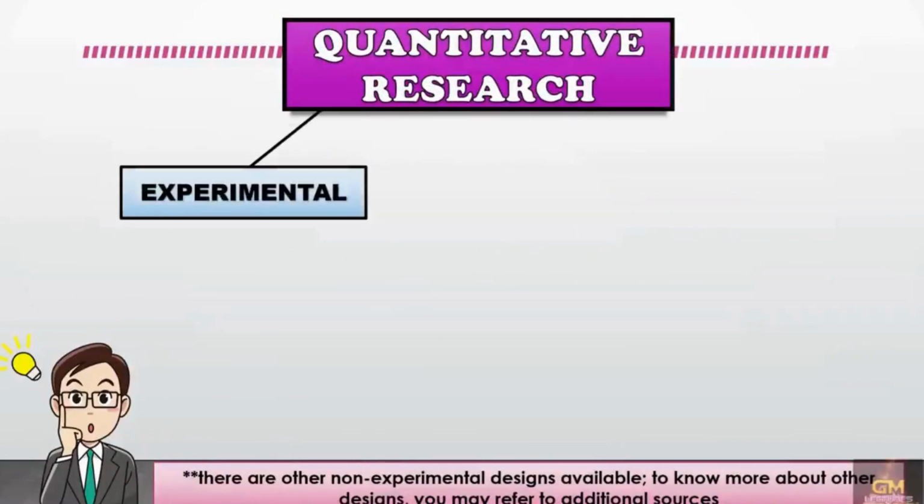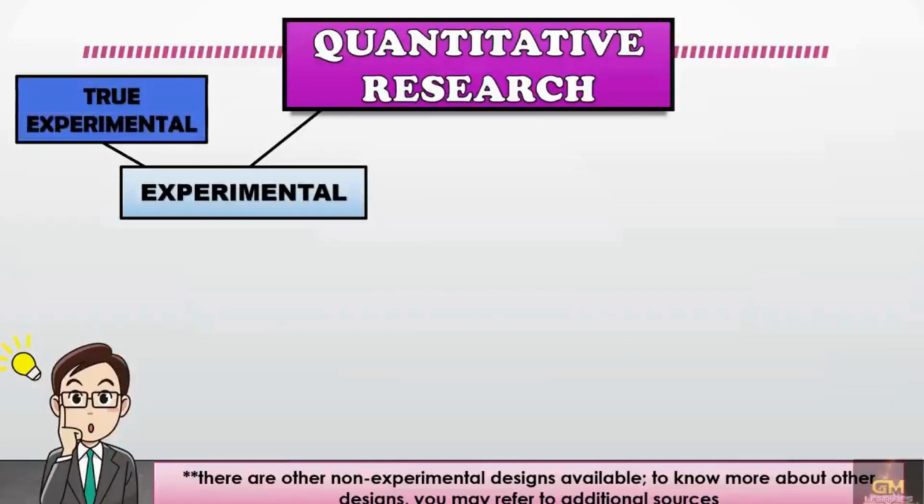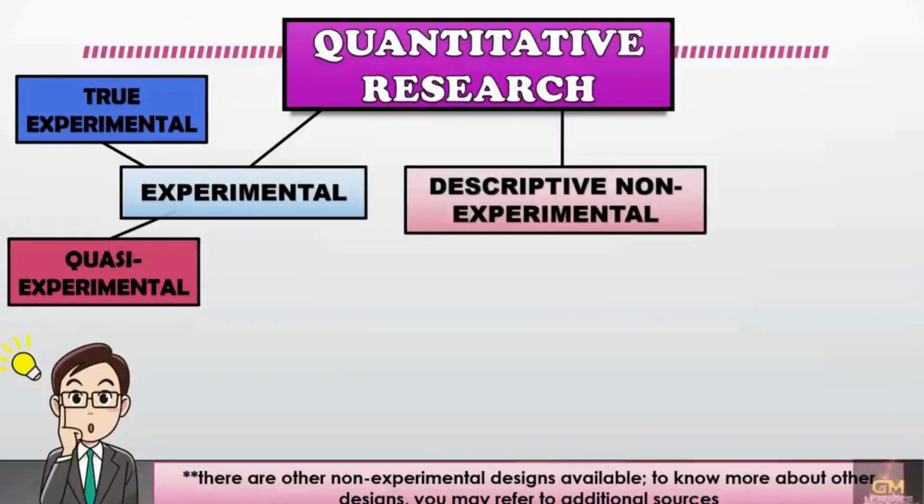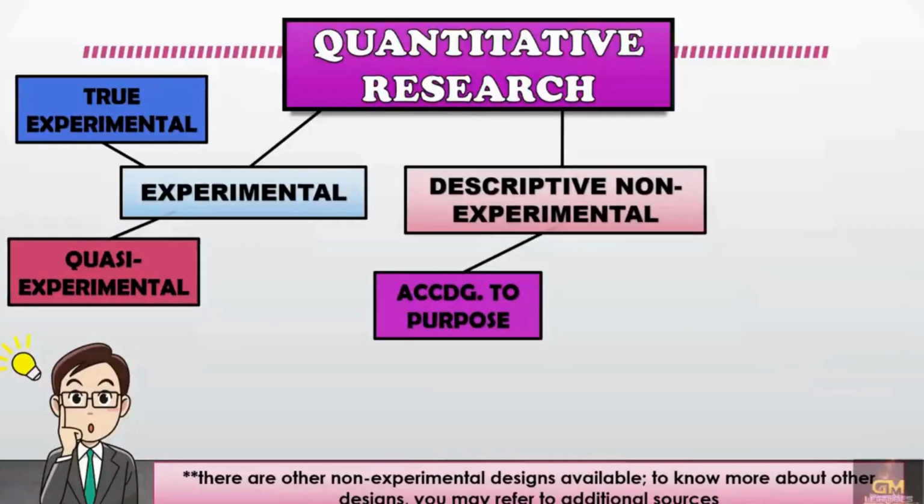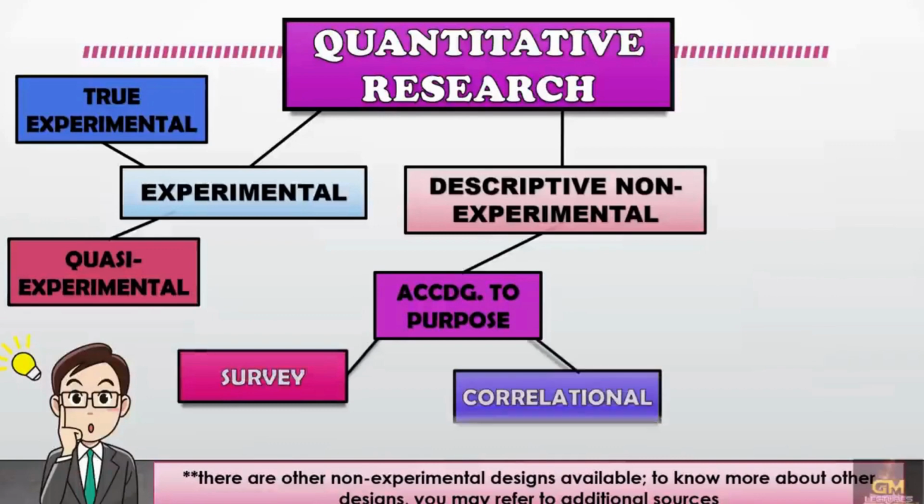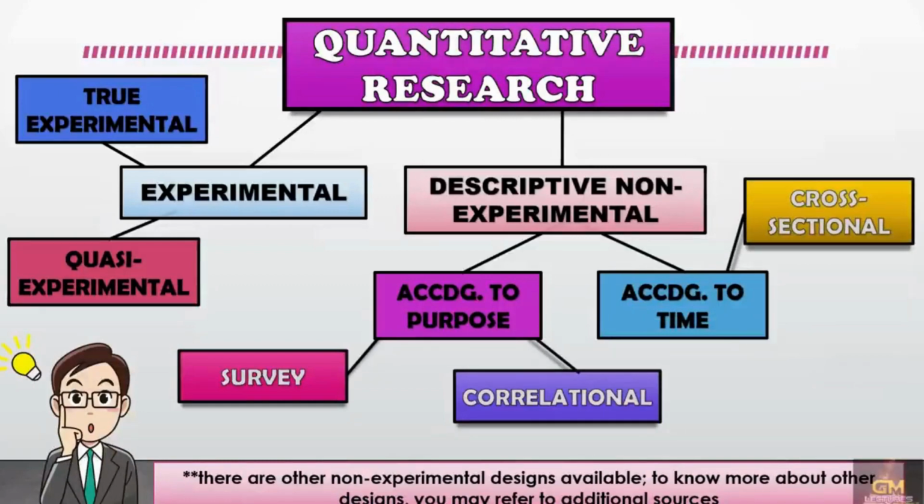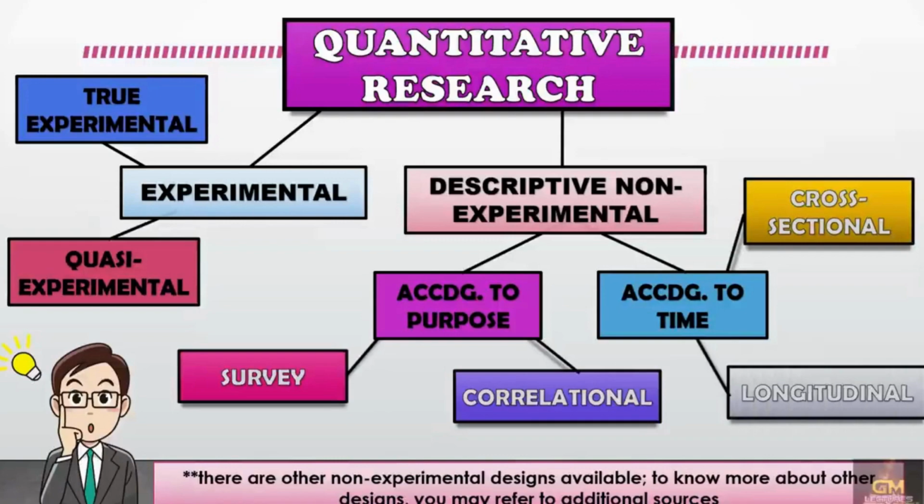The first one is experimental research, which is subdivided according to true experimental and quasi-experimental, while the other one is descriptive non-experimental, which is further classified according to purpose, under which we have survey research and correlational research, while the other one is according to time dimension. Some examples are cross-sectional research and longitudinal research.